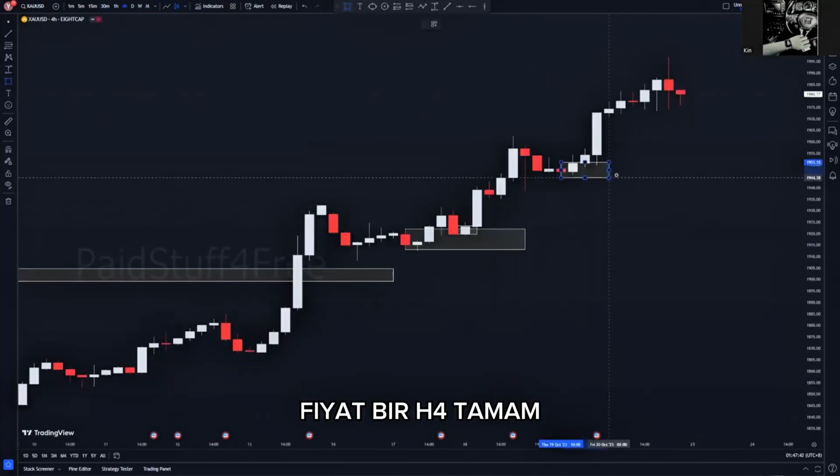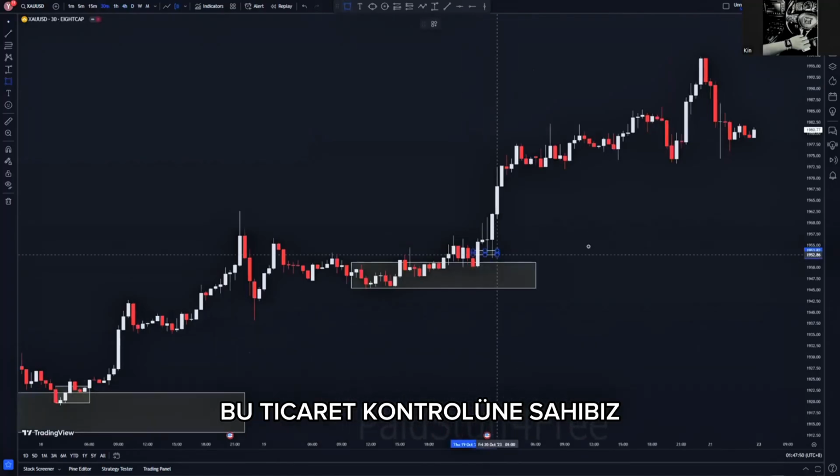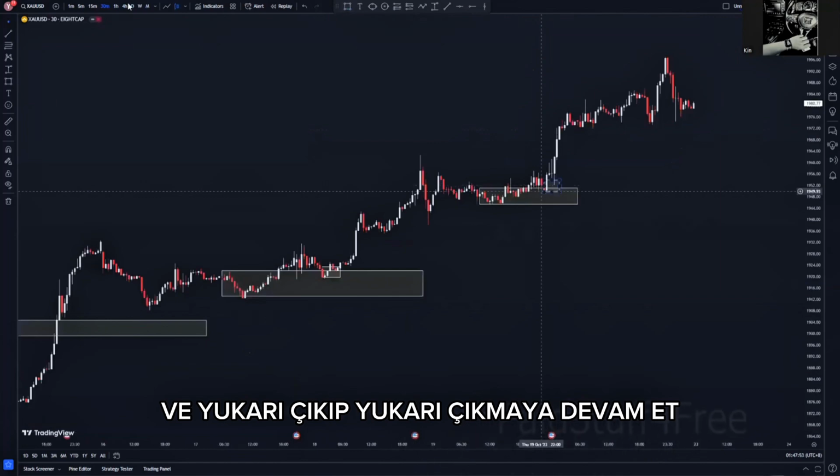Let's look some more. On the H4, the price gets into the buy zone, and inside of this buy zone we have this trade control. So that's why the price keeps going up and going up.